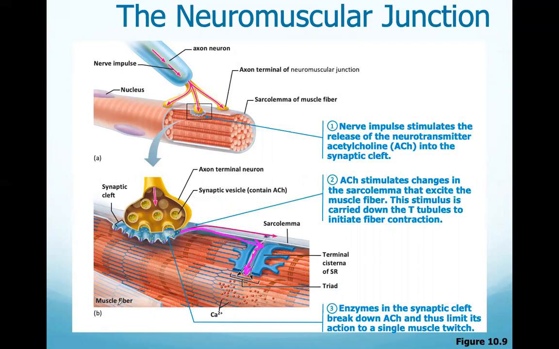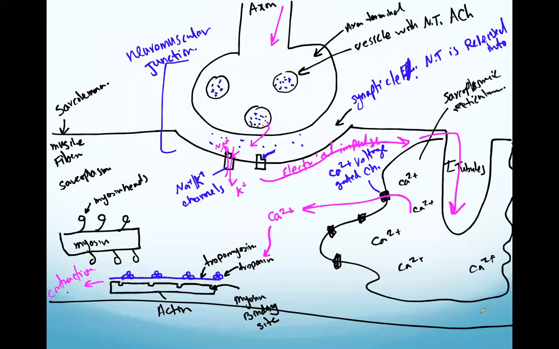One last thing actually before I finish up is how you go from contraction to relaxation. One of the main ways that you do that is that there are enzymes that come into the synaptic cleft and they break down your neurotransmitter ACH. So the enzyme comes here and breaks down the ACH. So sodium-potassium channels are closing up again, which means no electrical impulse.